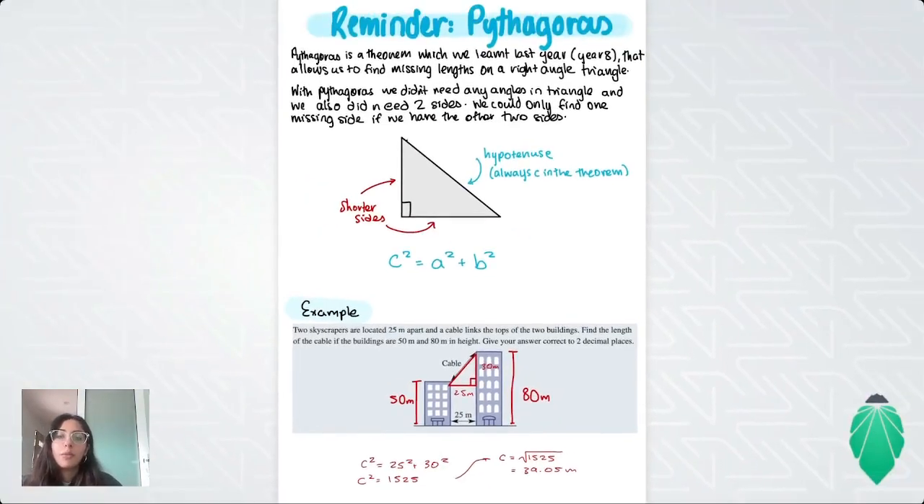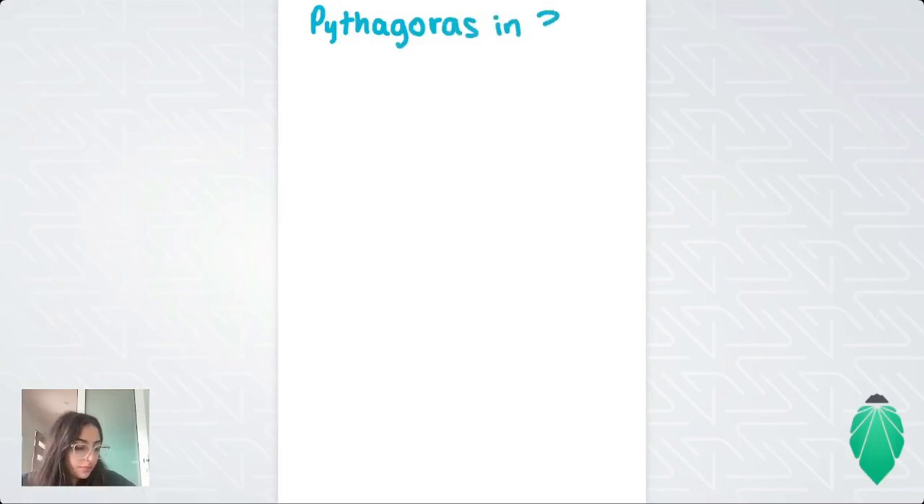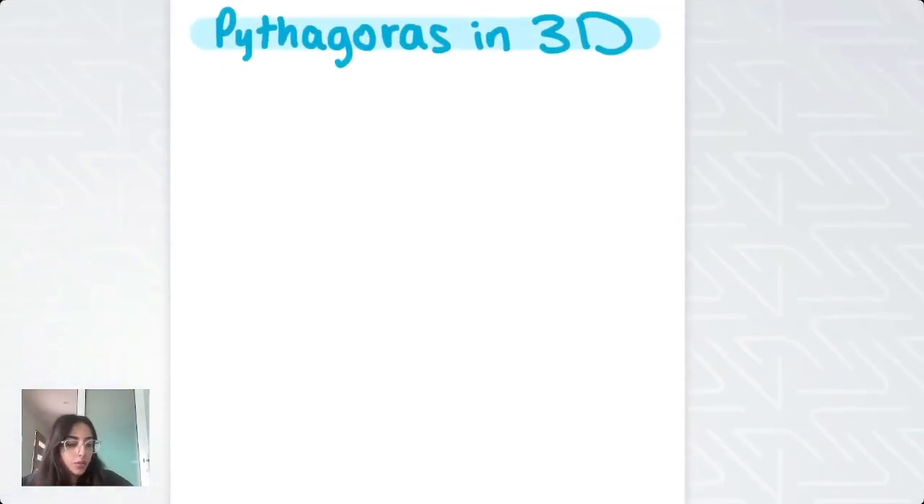So I hope everyone remembers how to do Pythagoras. Now we're going to do slightly harder Pythagoras, which is Pythagoras in 3D. Okay? So Pythag in 3D. Let's go through this.